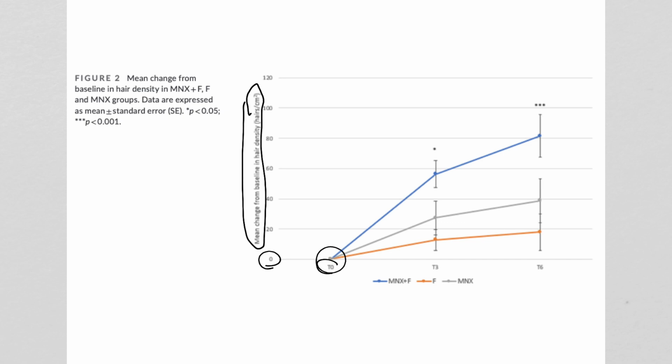That does not mean that the person was completely bald. They're just saying we're normalizing it to 0, and a negative number would be a decrease, and of course any positive number would be an increase. And so finasteride on its own gave some improvement. Minoxidil on its own gave some improvement that was actually slightly better.